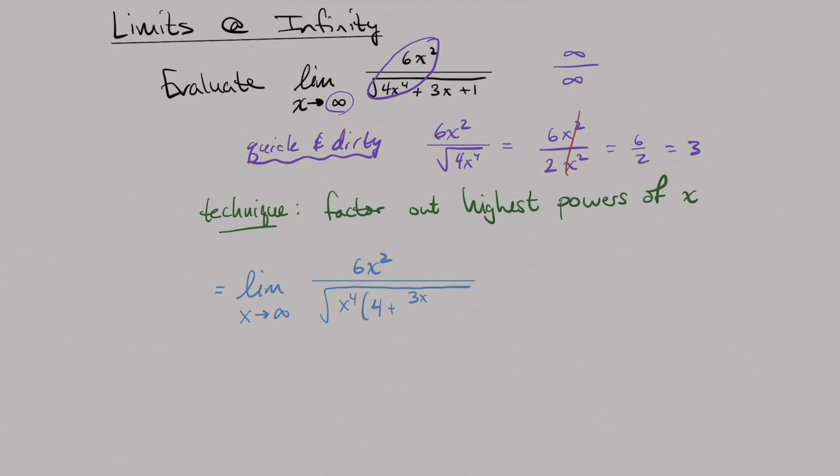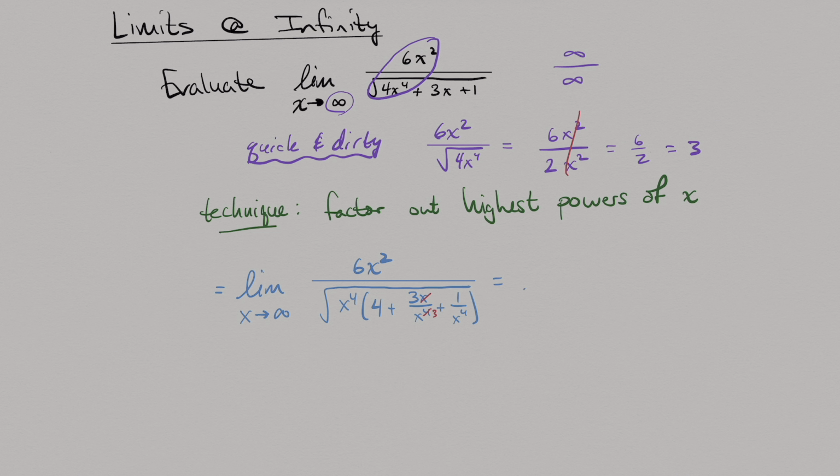In the middle term, we get 3x over x to the fourth, and the last term we get 1 over x to the fourth. We're going to simplify this a bit. So this x cancels one of those, leaving behind 3. And because everything here is positive, this allows us to break up the square root as well.